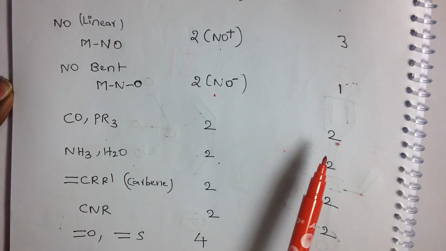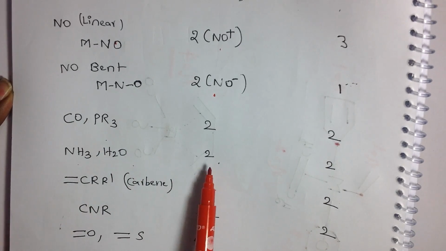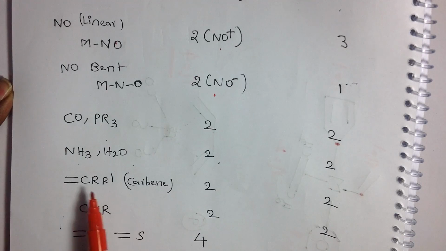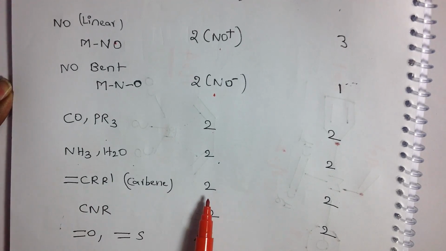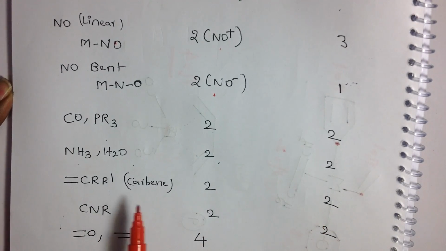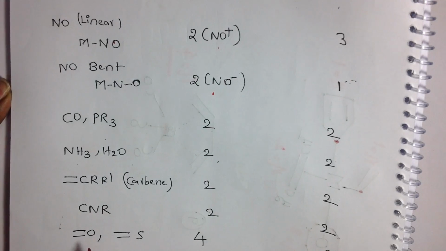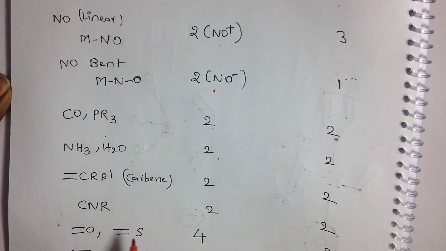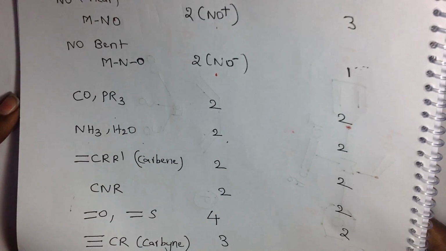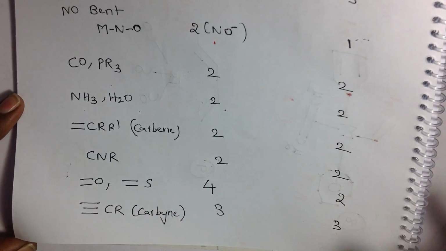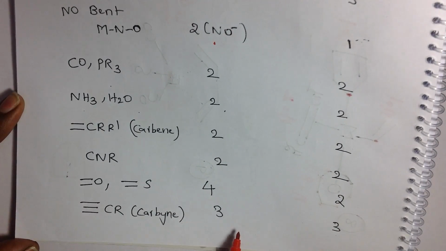CO, PR3: 2 and 1. Ammonia and water: 2 and 2. Carbene with a double bond, we have seen the example already: 2 and 2. See the carbene case, how CNR2: 2 and 2, double bond O, double bond S, just as in the alkene case, homo and hetero formation you can see. And what happens for carbide? See, 3 and 3.